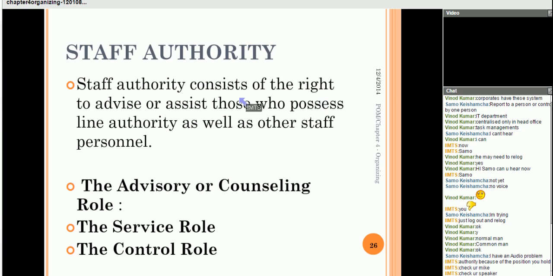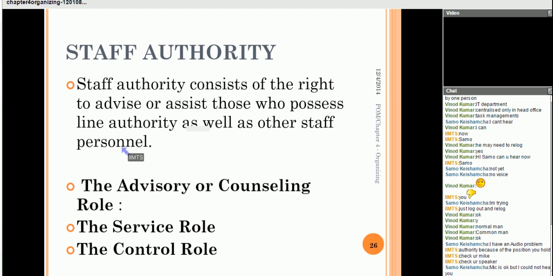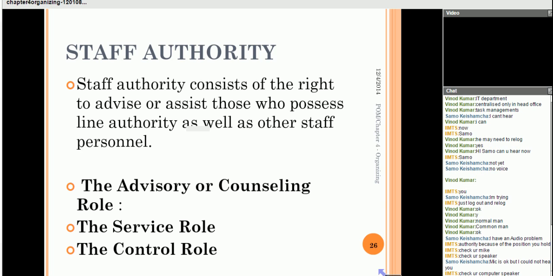The next is staff authority. Staff authority consists of the right to advise or assist those who possess the line authority as well as other staff personnel. Okay. So in this are included the advisory or the counseling role, the service role, and the control role.